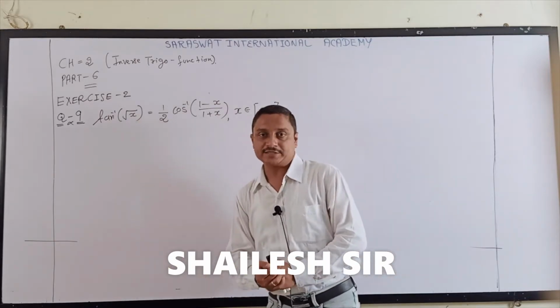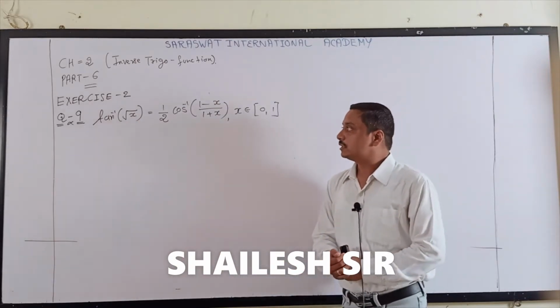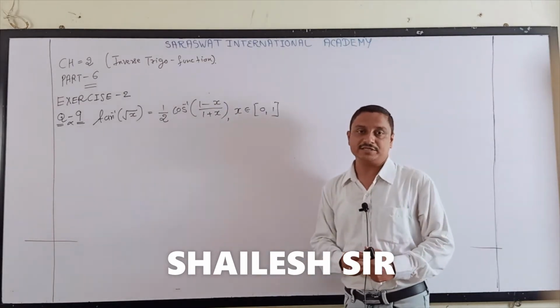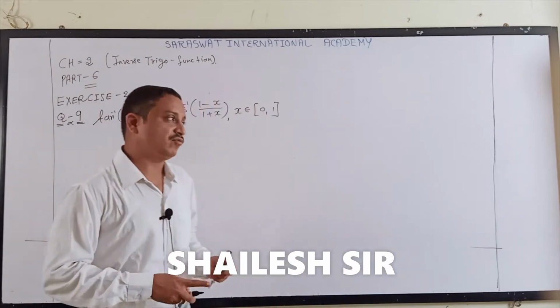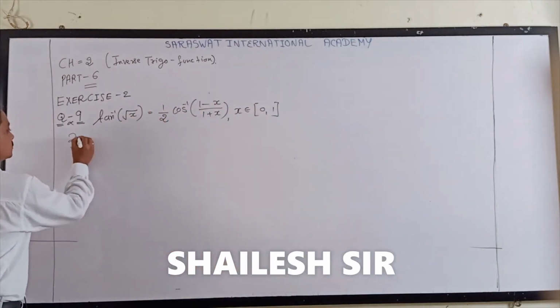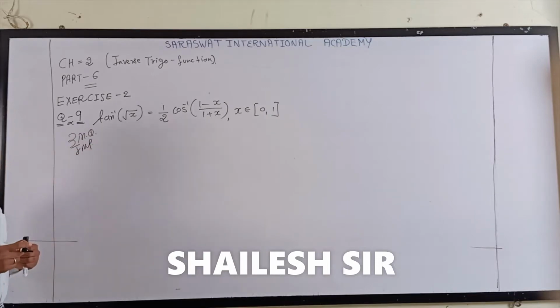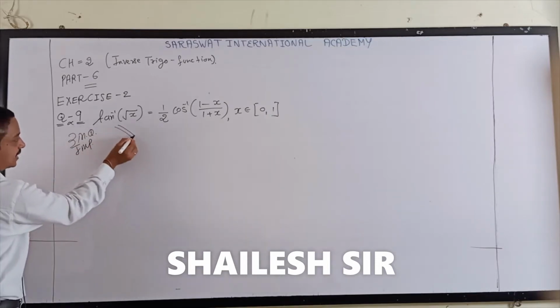tan inverse root x is equal to half cos inverse (1 minus x)/(1 plus x). Students, this numerical is for 3 marks. It is important. For example, I start this by substitution.